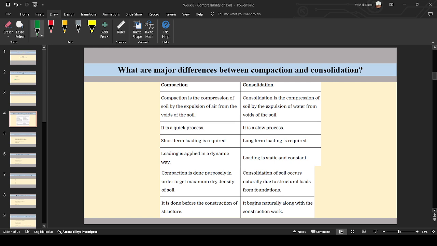Rajavardhan is saying compaction is due to reduction in air voids and is short term static. Yes, yes. We'll discuss this further.